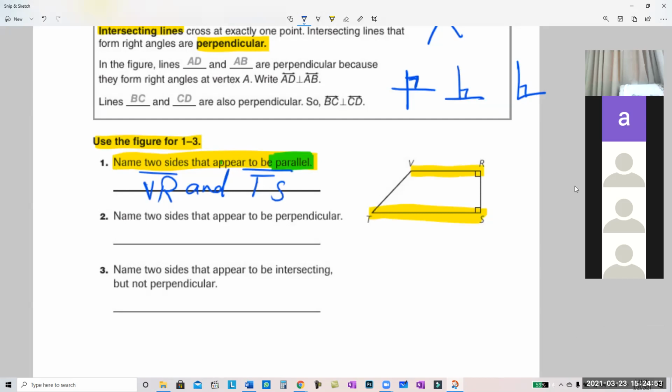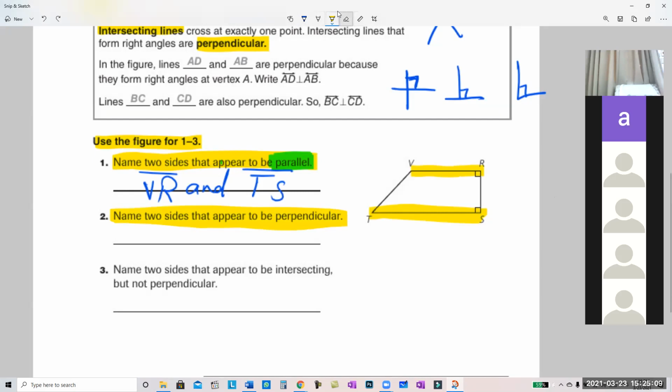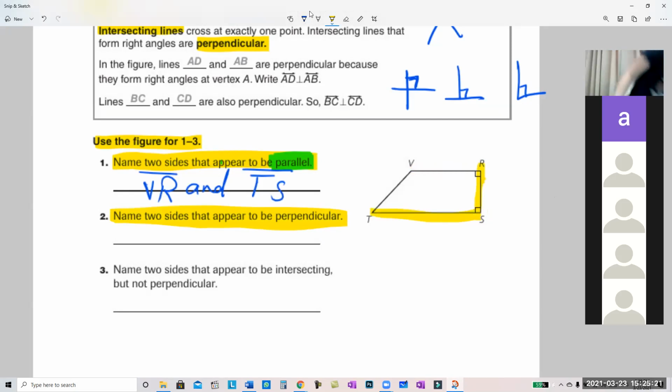Okay. What about Rakan? Yes, Rakan, the next one. Name two sides that appear to be perpendicular. So we need two lines that appear to be perpendicular, that make a square corner. RS and TS. Excellent.